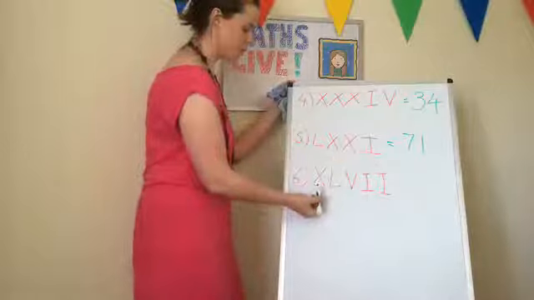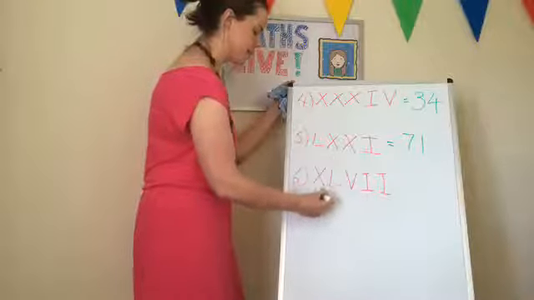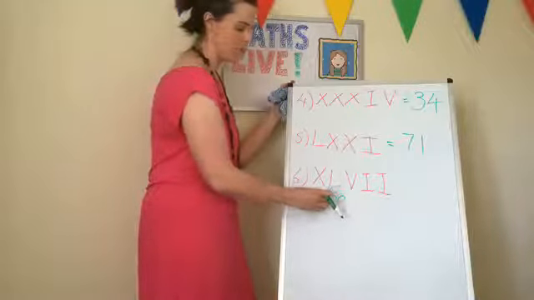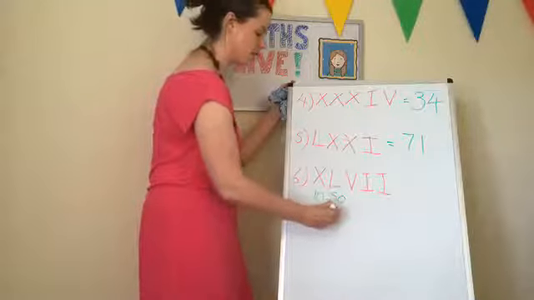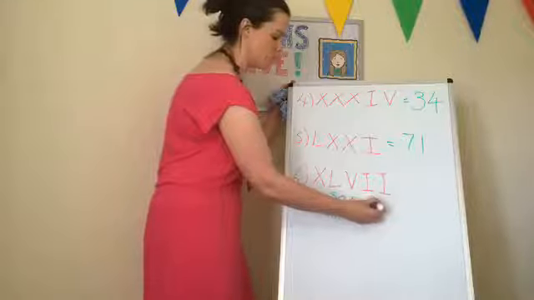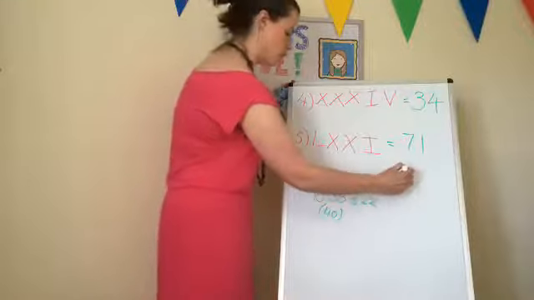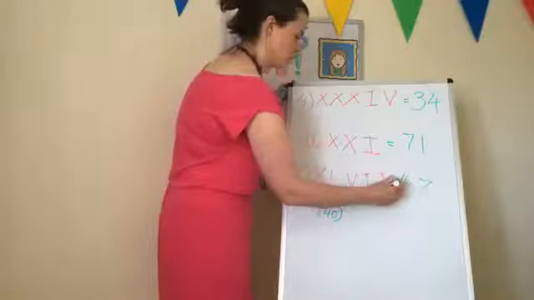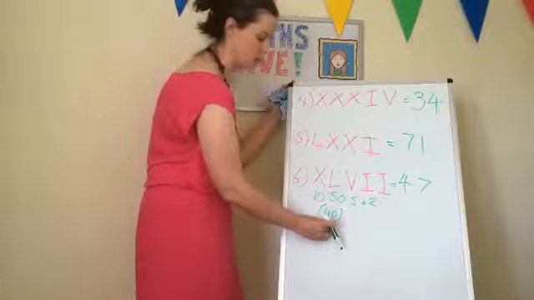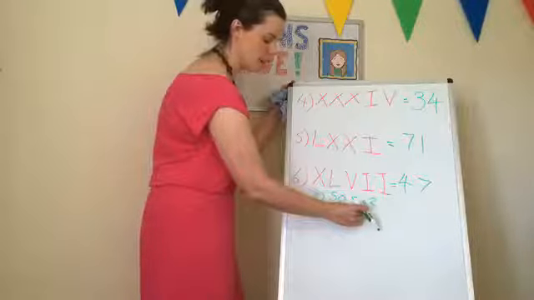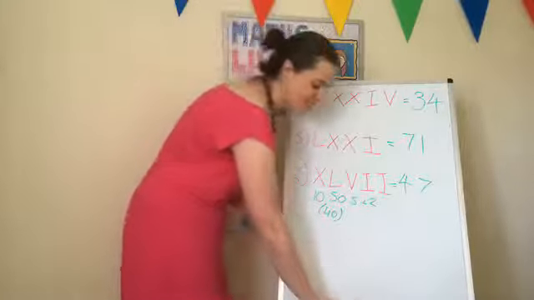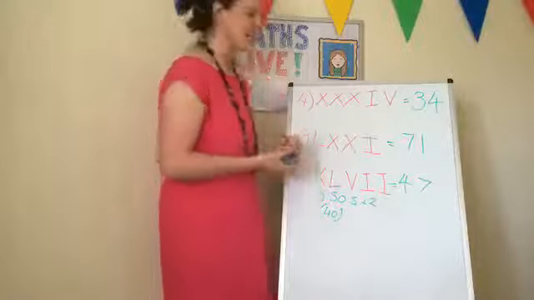And then the last one, X is 10, and L is 50. So we can't do that. It needs to be 10 less than 50, so that's actually 40. And then V is 5 and II is 2. So it is 47. So we've got our 10 and our 50, which is 40, because we take them away, plus the 5 and the 2, which is 7, so it's 47. There you go. Well done.